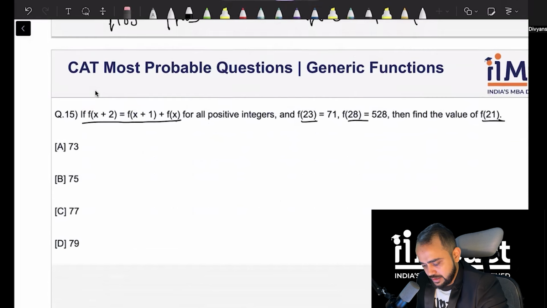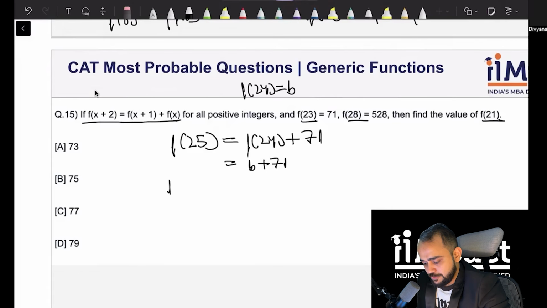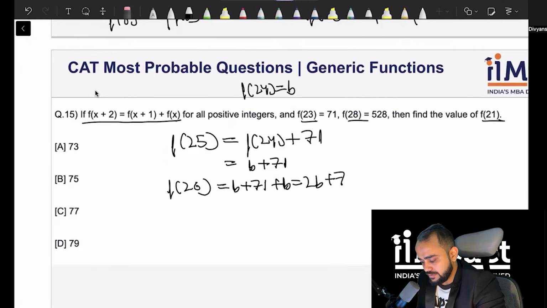So let's do that. f(25) is going to be f(24) plus f(23), which is 71. Let's call f(24) as b. So this is b plus 71. f(26) is going to be f(25), which is b plus 71, plus f(24), which is b. So this will be 2b plus 71. f(27) is going to be this plus this, that is 3b plus 71 into 2, that is 142.